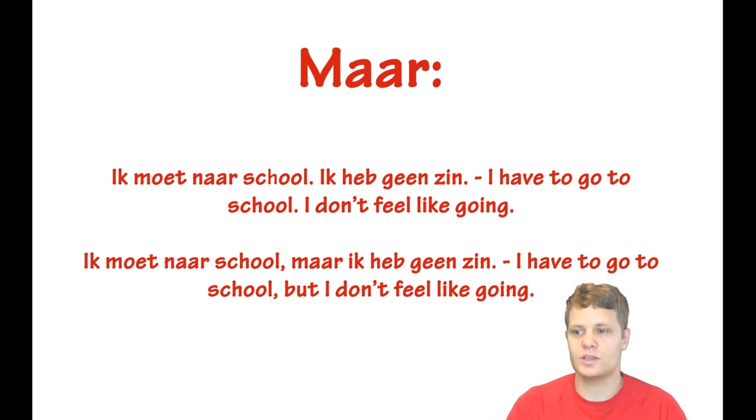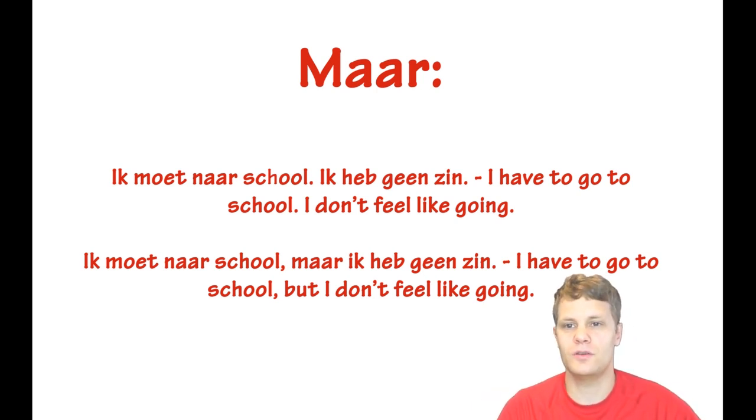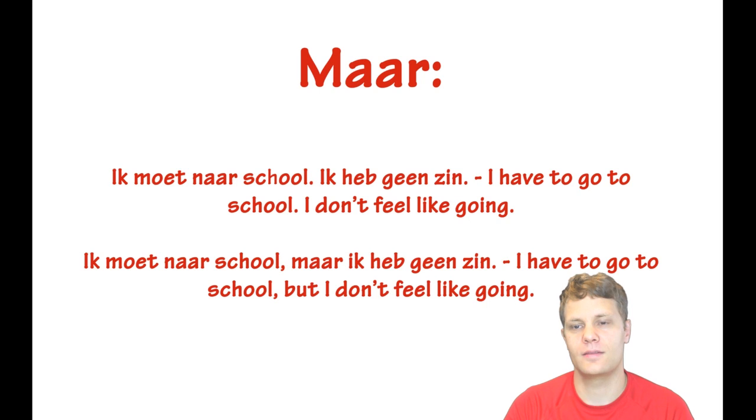So, you say, ik moet naar school, maar ik heb geen zin. So, if you look at it, the sentence is exactly the same, except for the word maar is put in there. So, no inversion, easy, right? Ik moet naar school, maar ik heb geen zin. And of course, you put a comma there. I have to go to school, but I don't feel like it.